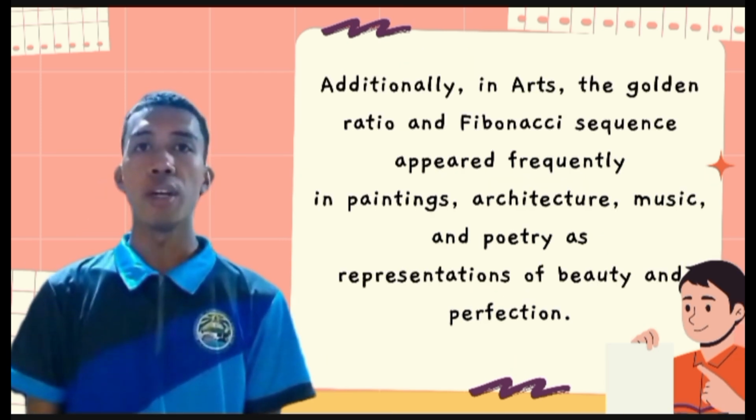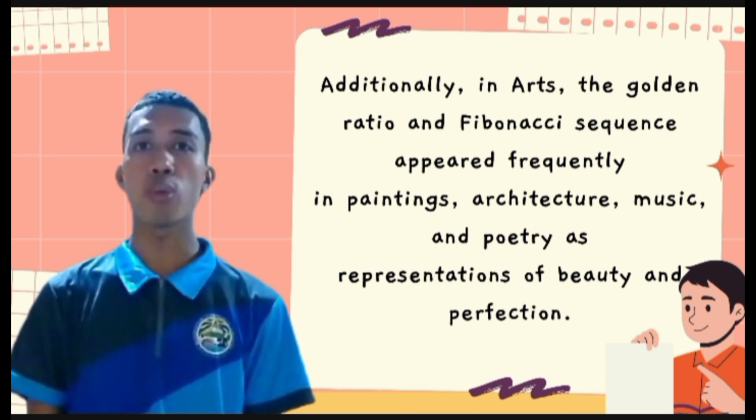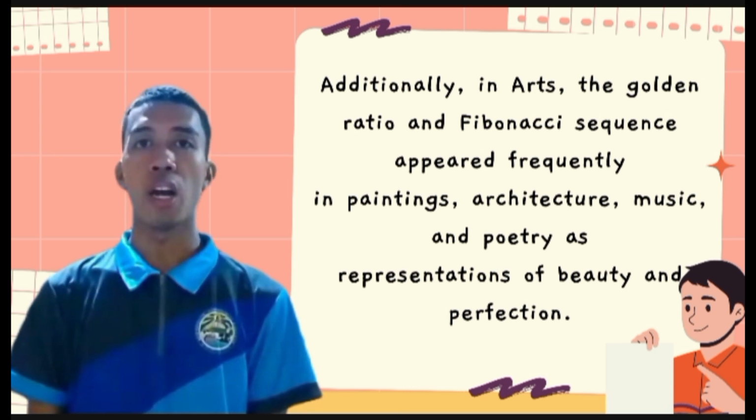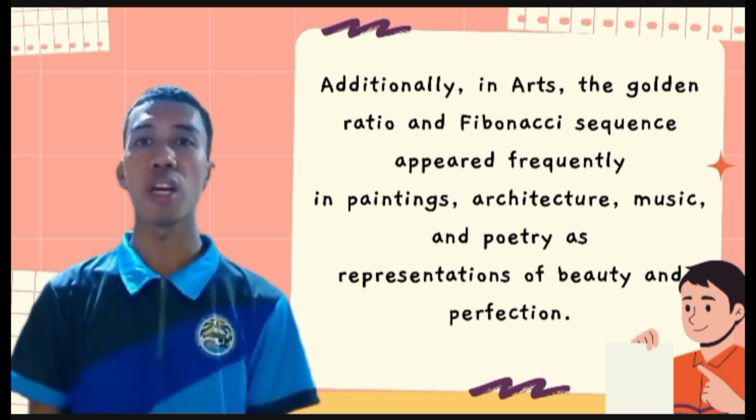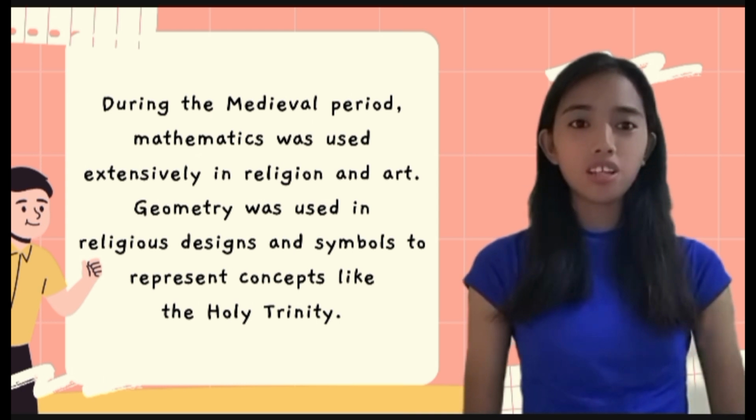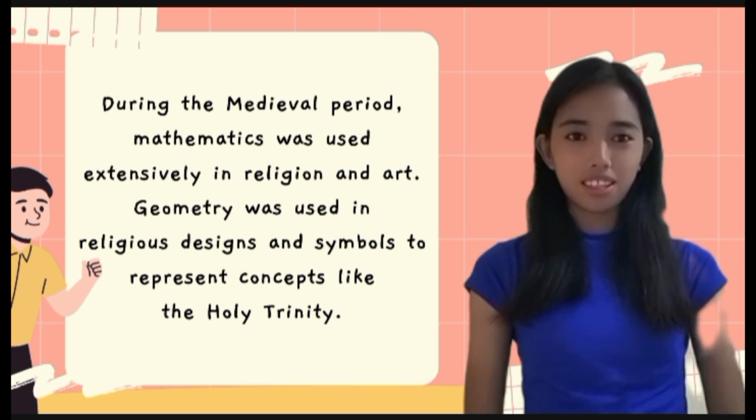Additionally, in arts, the golden ratio and Fibonacci sequence appeared frequently in paintings, architecture, music, and poetry as representations of beauty and perfection. During the medieval period, mathematics was used extensively in religion and arts. Geometry was used in religious design and symbols to represent concepts like the Holy Trinity.